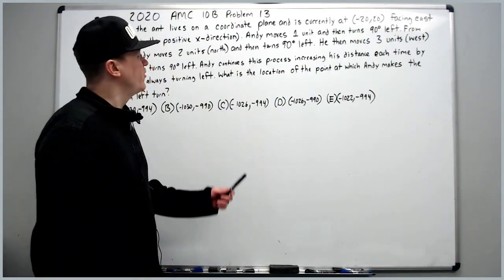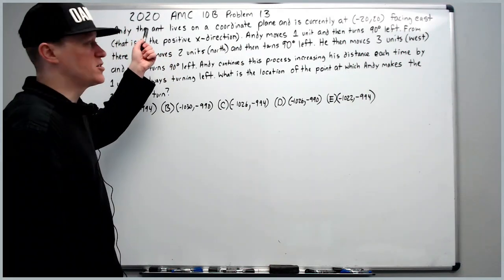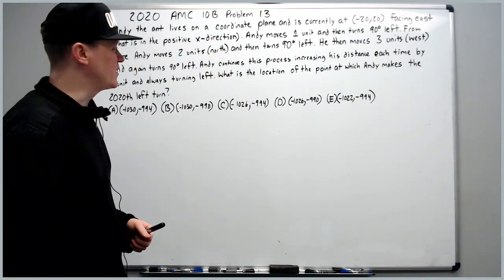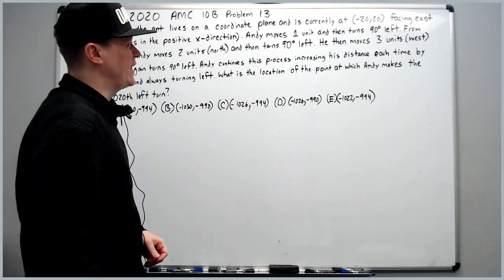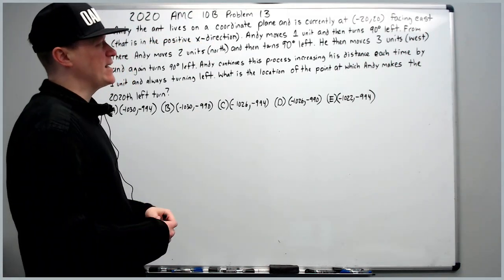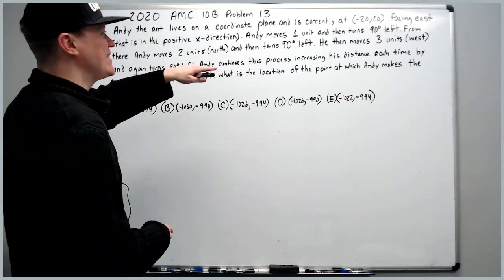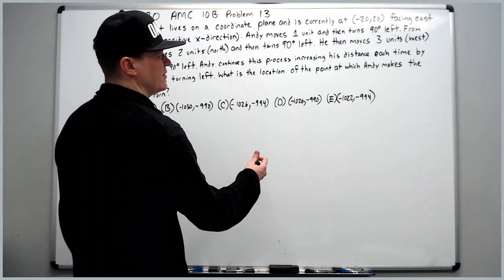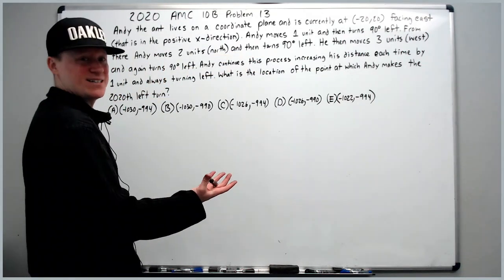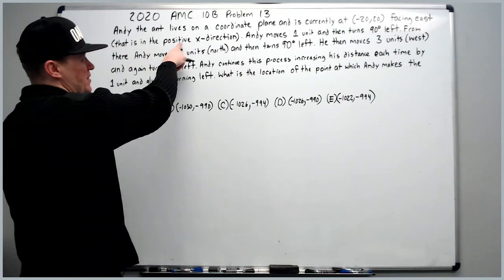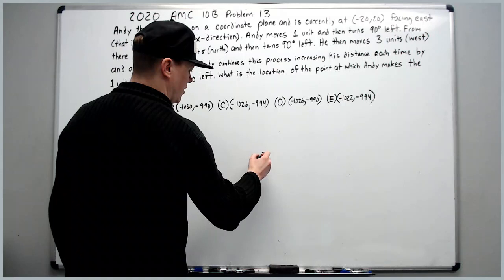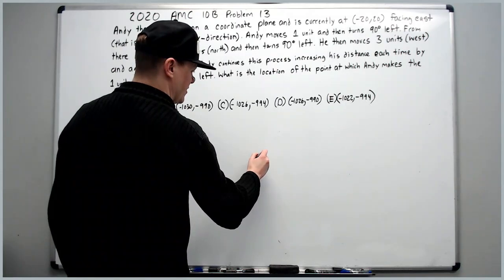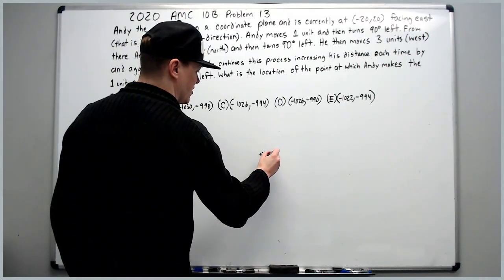All right, now for the 10B from the 2020 test, problem number 13. Andy the ant lives on a coordinate plane and is currently at negative 20, 20, facing east. Okay, so for the directionally disinclined, that is in the positive x direction. Let's just put a point here. We'll call this A sub 0 where he starts, and he's facing this way.